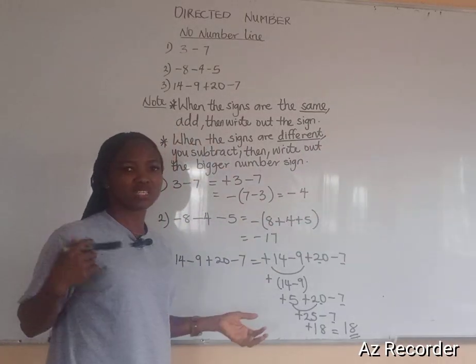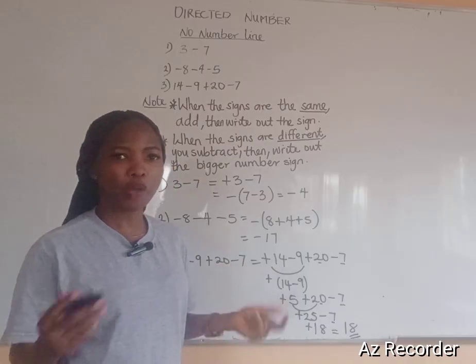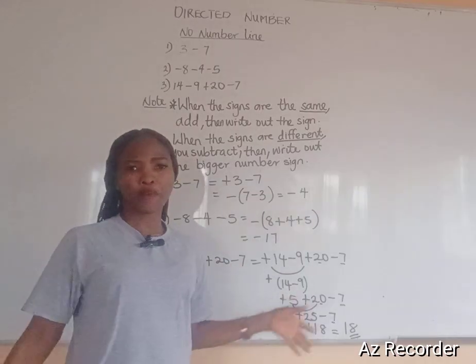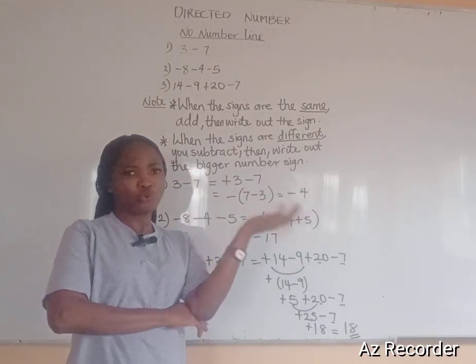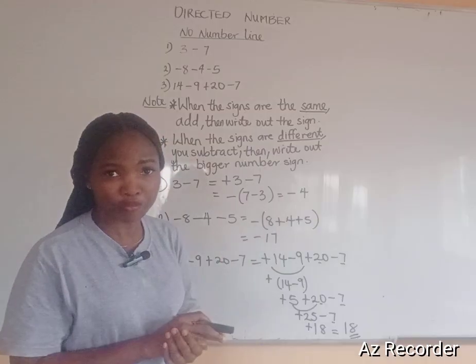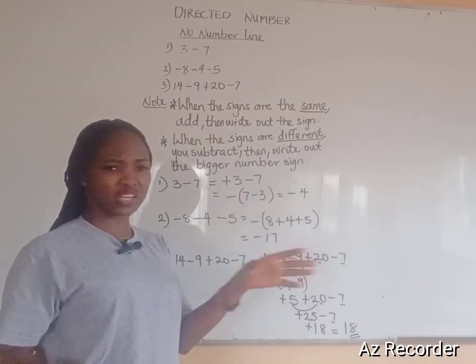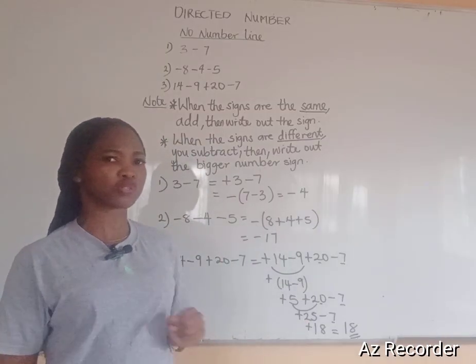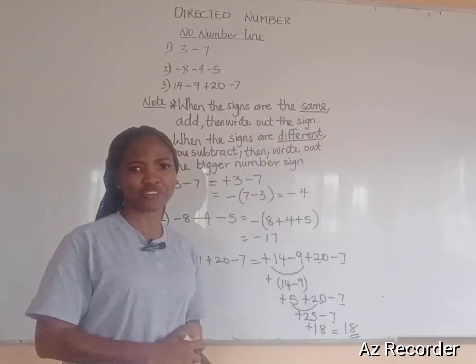What if it is in an oral question, whereby somebody just asks, minus 5 plus 3. What are you going to do? Will you get your number line book? No. Minus 5 plus 3 is actually minus 2 because the signs are different.